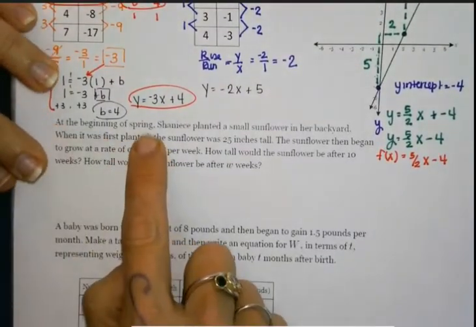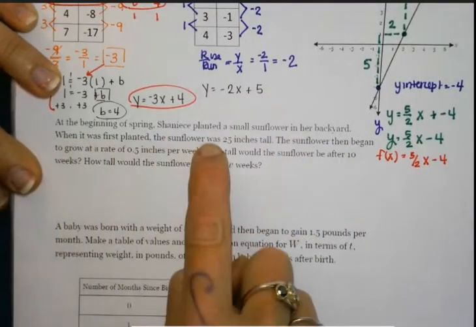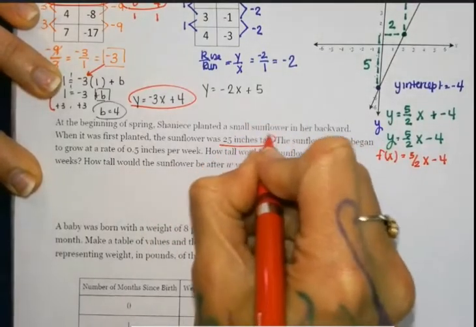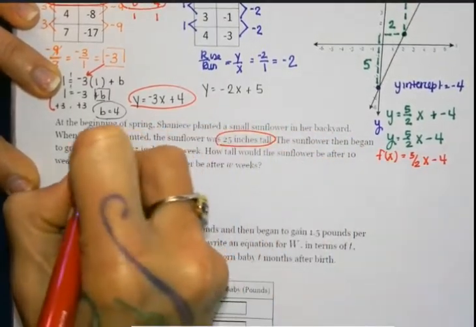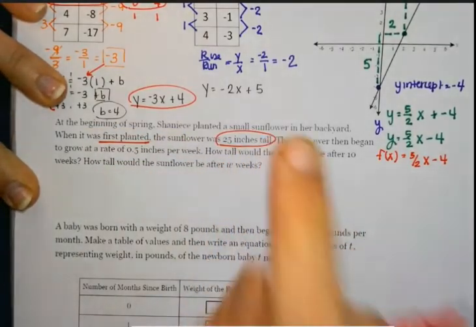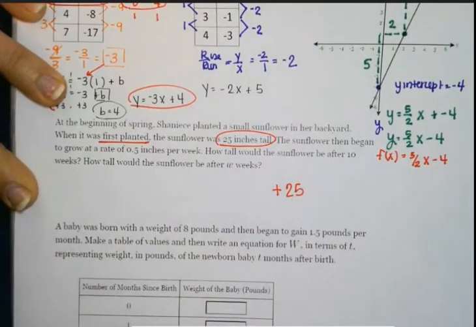At the beginning of spring, Shanice planted a small sunflower in her backyard. When it was first planted, the sunflower was 25 inches tall. Remember, you're always looking for a y-intercept, a non-negotiable, a starting point, when it was first planted. So this is going to definitely be non-negotiable. She bought it at 25 inches. That is not going to change.